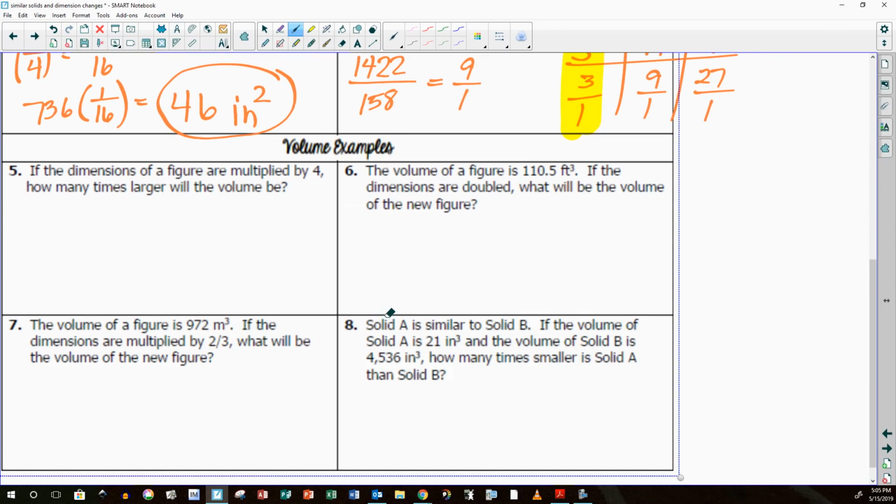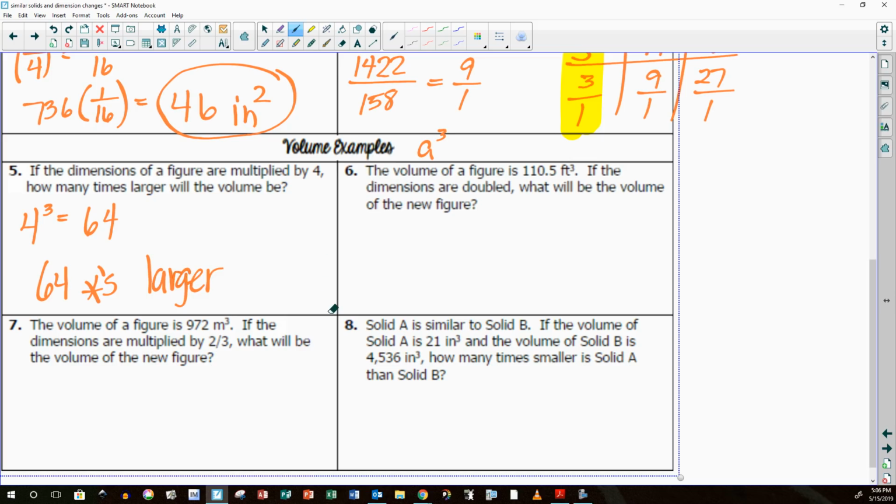Same thing works with volume. It works the same way. So if the dimensions of a figure are multiplied by 4, so now I'm changing it by 4, that means 4 cubed, which is 64. So that means it is 64 times larger. So I'm going to put 64 times larger. And this is our A cubed example.